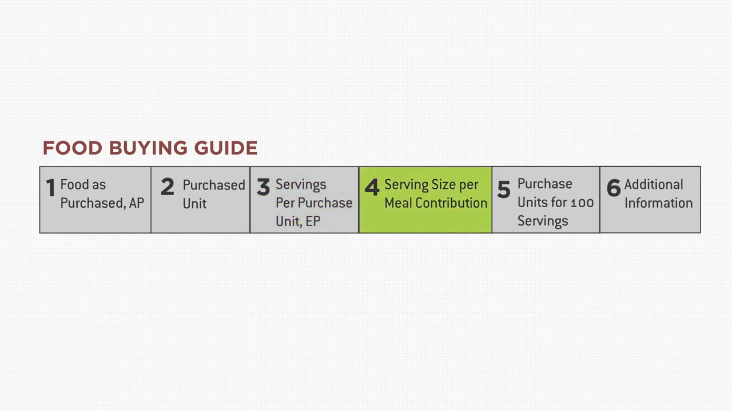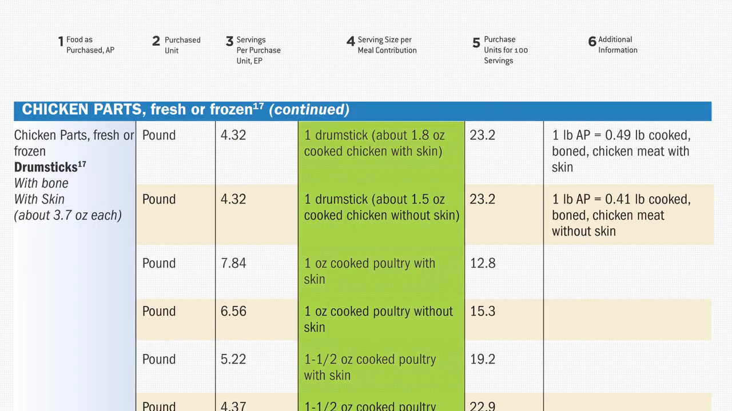Column 4, Serving Size per Meal Contribution, describes a serving by weight, measure, or number of pieces or slices. Sometimes both measure and weight are given, or the measure and number of pieces or slices. Items such as a piece of cooked chicken are given an approximate serving size in measure with weight in parentheses. For example, for 3.7-ounce raw chicken drumsticks, column 4 reads, 1 drumstick, about 1.8 ounces cooked chicken with skin.